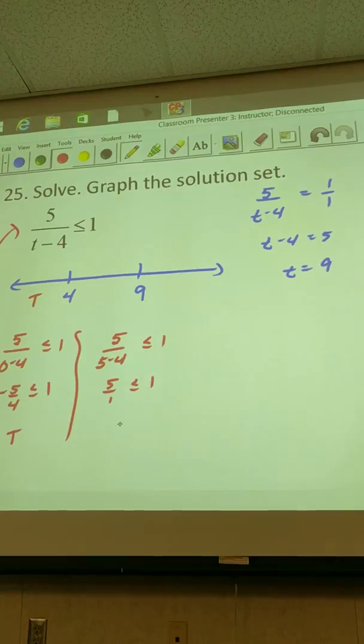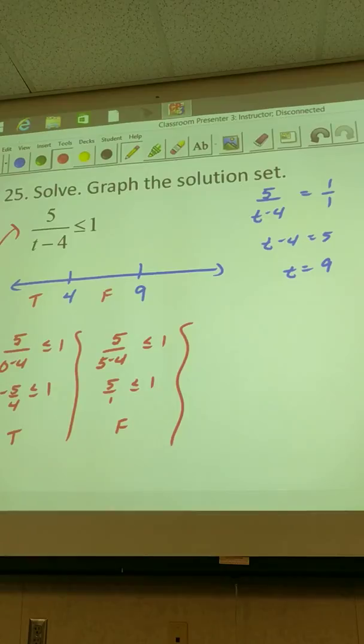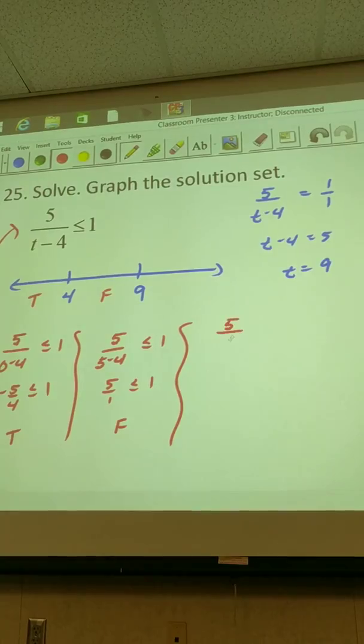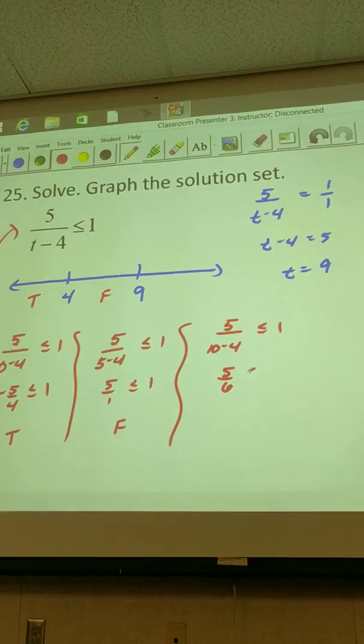Is 5 less than or equal to 1? Negatory. 5 is not less than 1. I know. And then I'm going to test 10. Again, test a point from the interval. And 5/6 is less than or equal to 1.